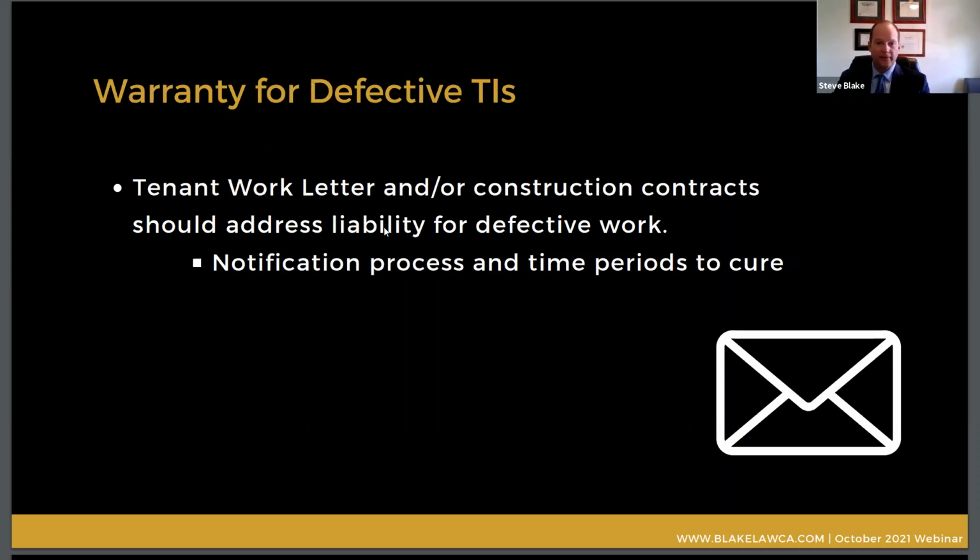What happens if there's some problems with the improvements that were constructed? Typically in California, you're going to be working with licensed professional contractors. They're going to have insurance. They have warranties on their work. So what happens is you would contact the contractor to have them come back and fix that work pursuant to the terms of the contract that you signed with them.